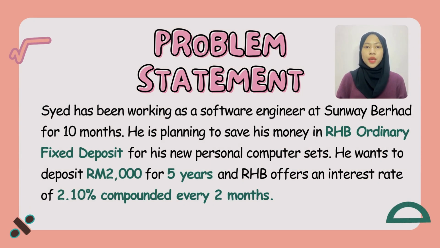Problem statement for case study 1, compound interest. Syed has been working as a software engineer at Sunway Berhad for 10 months. He is planning to save his money in a RHB ordinary fixed deposit for his new personal computer set. He wants to deposit RM2000 for 5 years and RHB offers an interest rate of 2.10% compounded every 2 months.